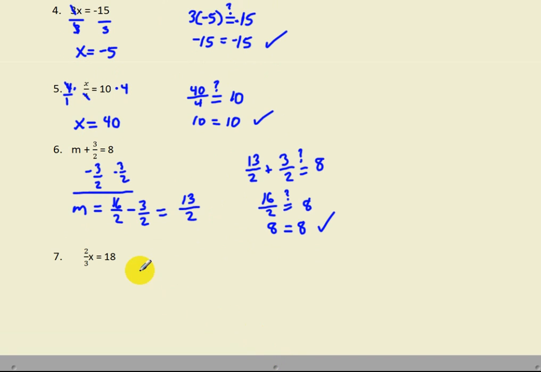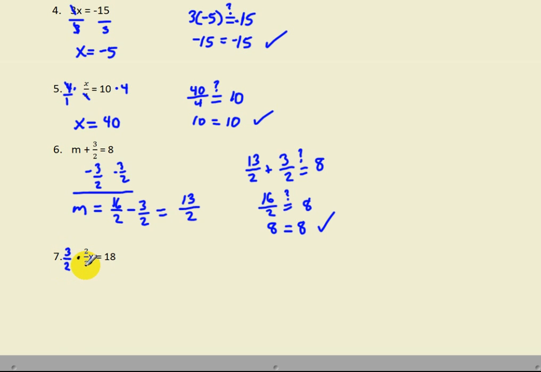And finally, number 7, 2/3 x equals 18. You can look at this a couple ways. You could notice we're multiplying by 2, so we could divide by 2 in one step. And then we're dividing by 3. We could undo that by multiplying by 3 in a second step. Or you could be a little bit slick here and observe that we can multiply by the inverse of 2 over 3, which is 3 over 2. So this does the same thing.